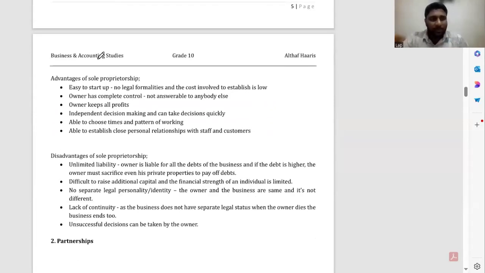So let's look at certain advantages. As I told you, these businesses you can start very easily, people, not like incorporated businesses. And the owner has full control. No one to answer to. No conflicts. Owner will keep all the profits. Independent decision making. Able to choose the time and the pattern of working.